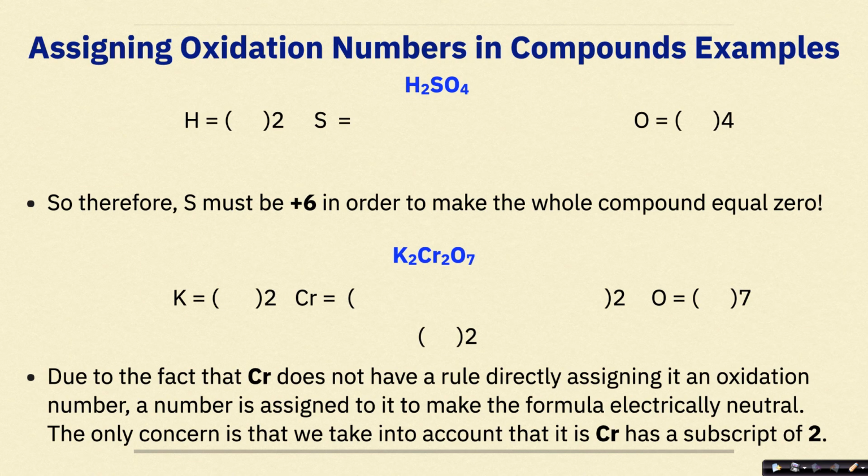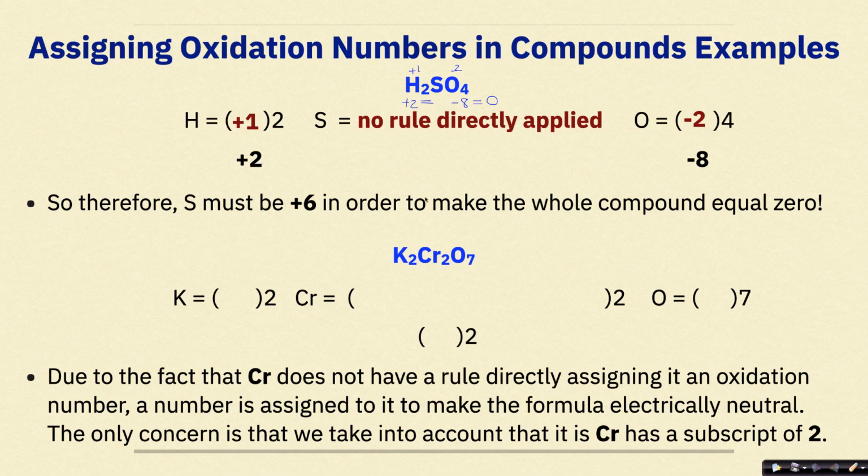Let's look at some examples. We have H2SO4. Most of the time, hydrogen is going to be +1. So +1 times its subscripted 2, so we know hydrogen is going to be +2. Here we know oxygen is going to be -2. So -2 times 4 gives us -8. So if this is +2, because this was +1, and oxygen is -2 times 4, and that gives us -8, this whole compound is electrically neutral, so it has to be 0. Sulfur, no rule directly applies.